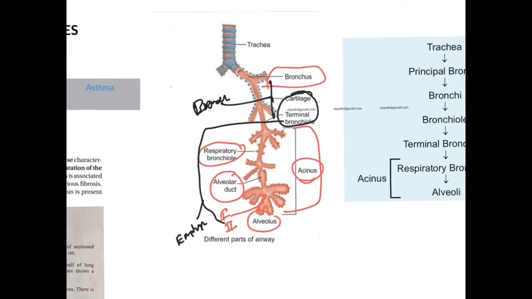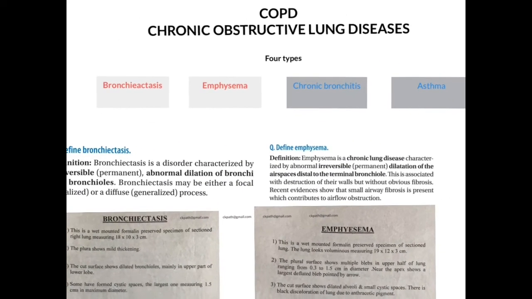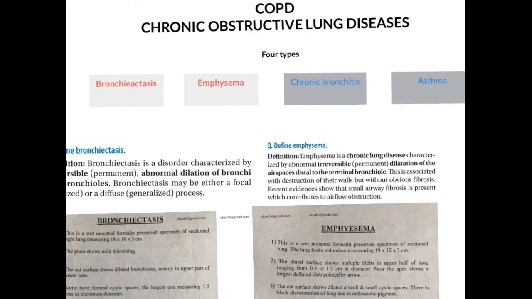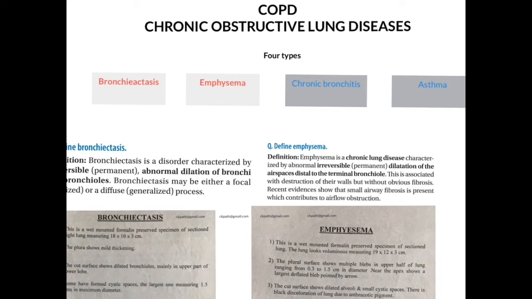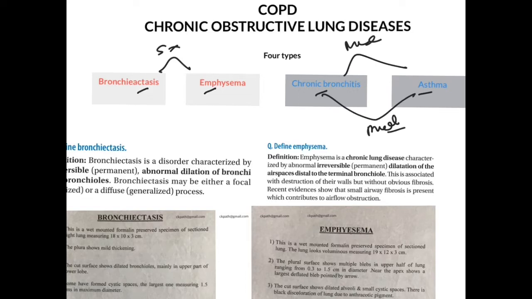Now coming straight to the topic, that is COPD or chronic obstructive lung disease, which has been divided into 4 points, that is bronchiectasis, emphysema, chronic bronchitis and asthma. Out of these, two come under the medical terminology and two come under the surgical terminology. Why is that so? Because these are chronic conditions and treated by medical drugs.